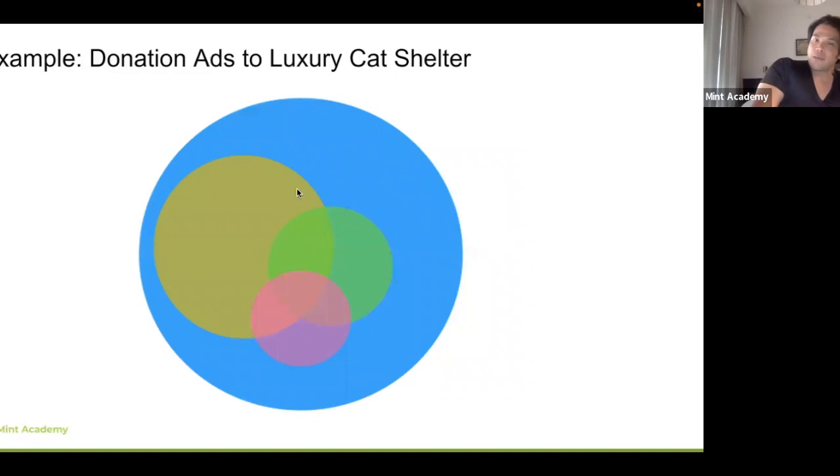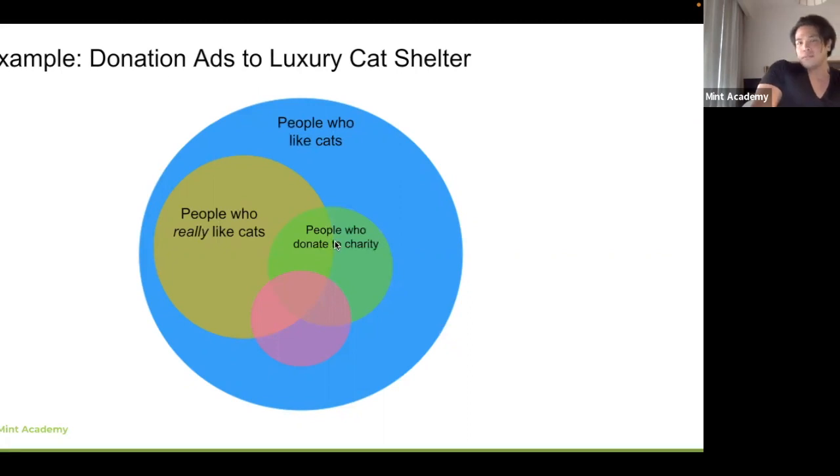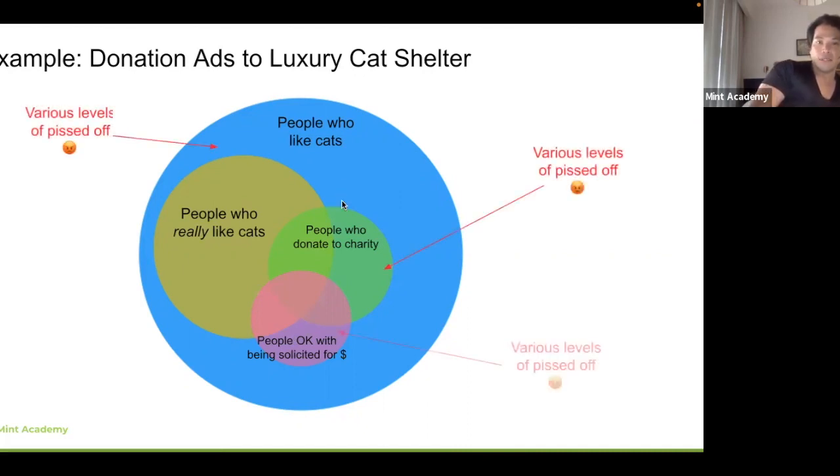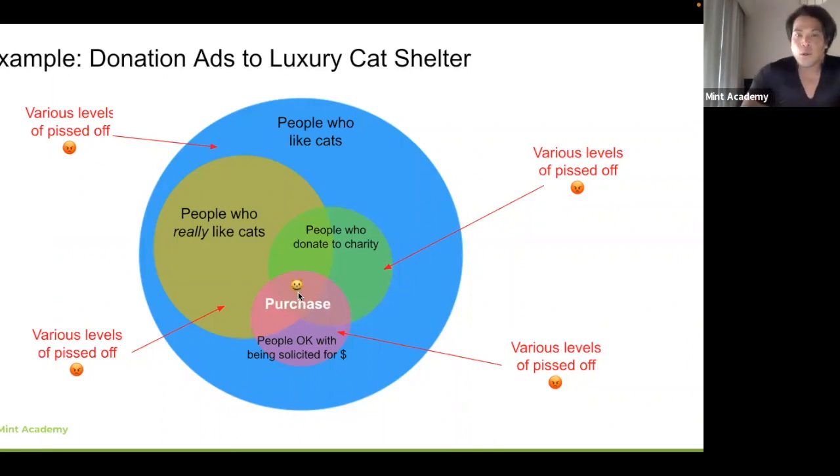Think of a Venn diagram where you've got all these different buckets. So you've got people who like cats, and then within that segment, you've got people who really like cats. Then you've got people who donate to charity. Then you have people who are okay with being solicited for money, so they're more receptive to direct response ads. All of these other spaces here are various levels of pissed off. So they probably would not be super receptive to an ad for donations for a luxury cat shelter. But here, in this sweet spot of all these intersections, you're going to find people who are okay with ads and will likely donate money.